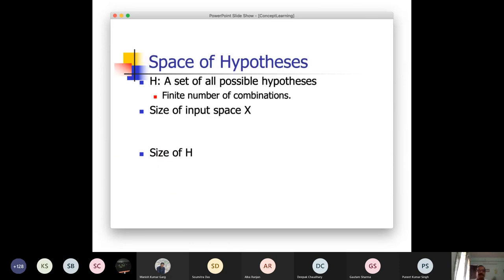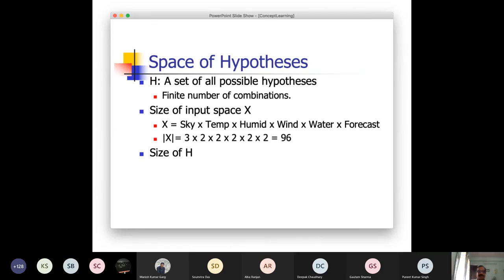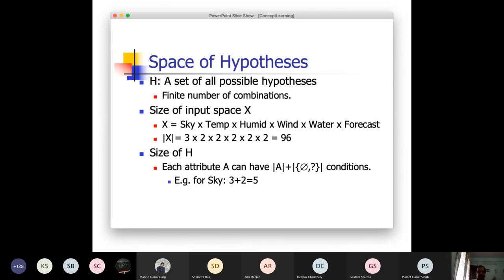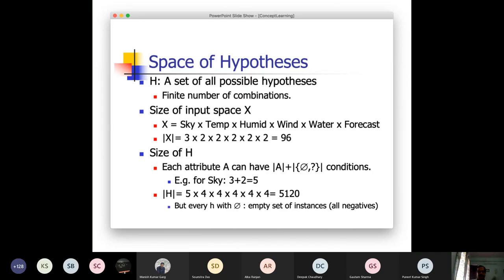Yeah, so we are here. So there is a finite number of combinations, as we see. The size of the input space will be the cardinality of these sets: sky, temp, humid, and this is the value. Size of hypothesis: I have already mentioned that each attribute can have so many literals, and if you multiply them, you will get this value. But since there is a redundancy, finally you will get the distinct hypotheses. The number of distinct hypotheses would be 973.